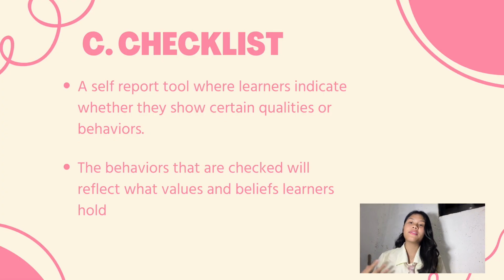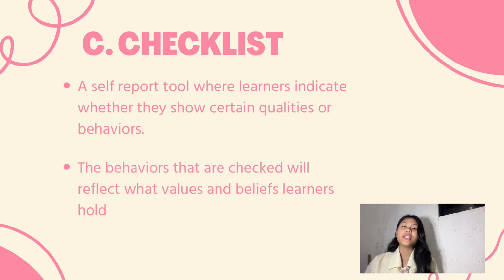Next, we have the checklist. It is still under the self-report questionnaire. So what is a checklist? A checklist is a self-report tool where learners simply mark whether they show certain qualities or behaviors. By checking these behaviors, learners are actually showing the values and beliefs they hold. This makes the checklist an easy and practical way for teachers to understand their learners' attitudes and habits.